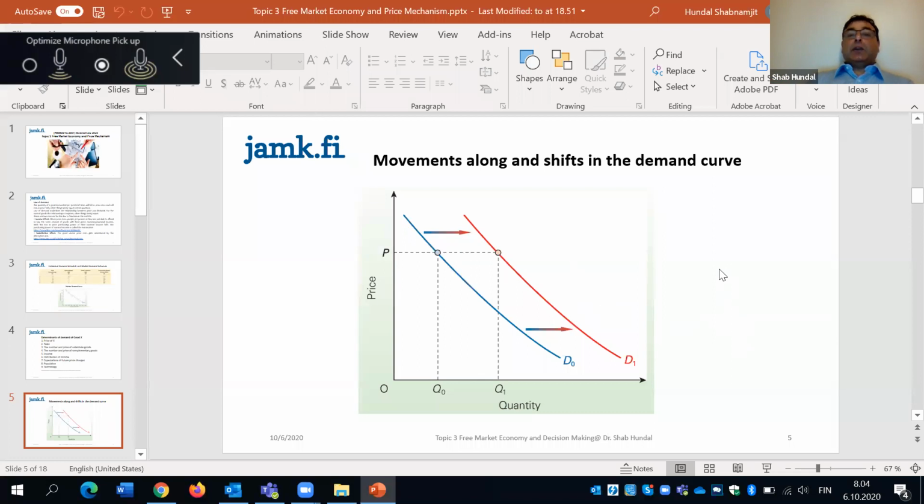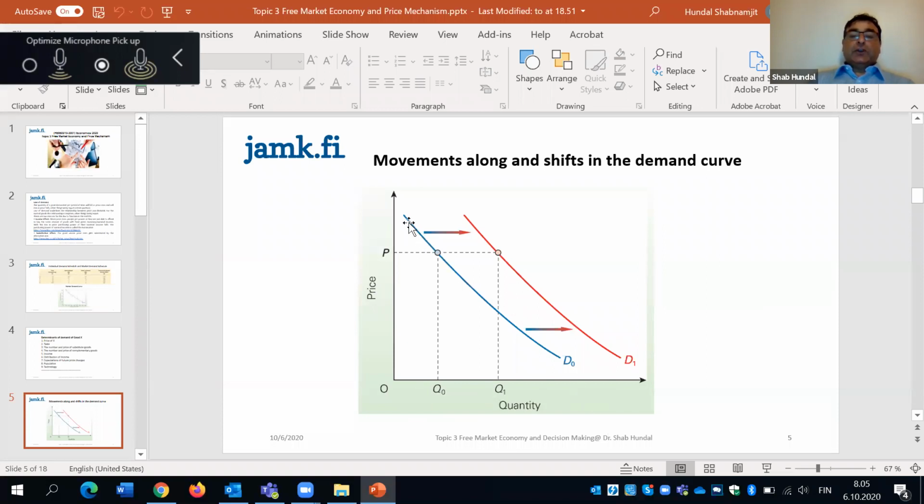There's a movement along the demand curve, and then there is a shift in the demand curve. It's very important to understand what is movement and what is the shift in the demand curve. In this picture, you can see that I'm measuring the price of a commodity. It could be X commodity. The price of X commodity is on the vertical axis, the Y axis, and the quantity of X commodity is measured on the X axis or the horizontal axis.